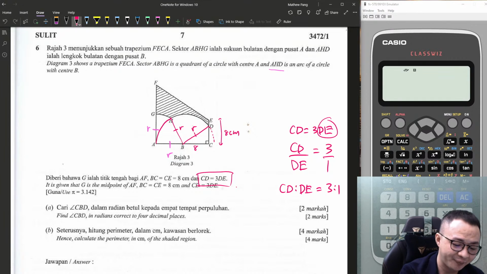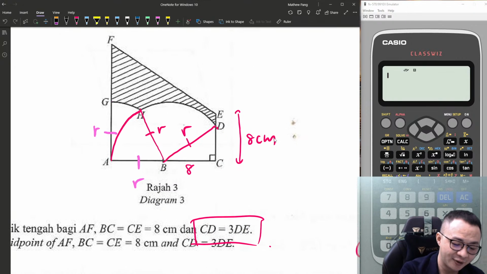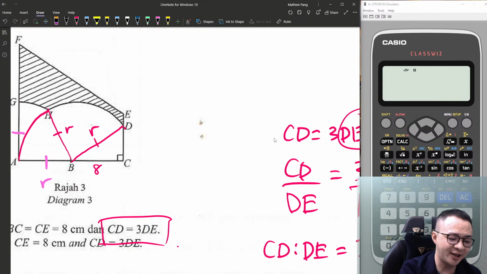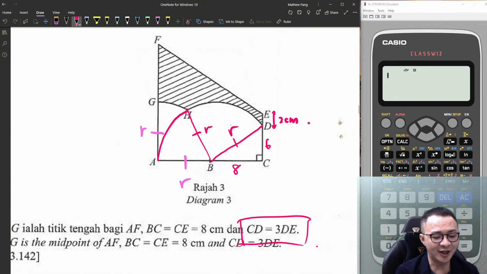Basically CD here is going to be ratio 3. This one is going to be ratio 1 for ED. So 4 ratio for 8 centimeter is actually not hard to guess. 1 ratio is 2 centimeter, isn't it? So I quickly erase this 8 centimeter, make this one become 6, and here have the short one, 2 centimeter. Then I can quickly get my R here by doing Pythagoras, right? You should be able to see a right angle triangle for you to do the Pythagoras here. So I get my R also.